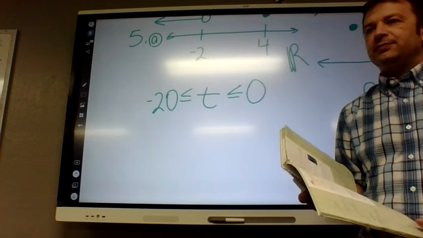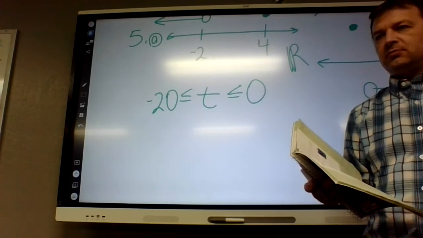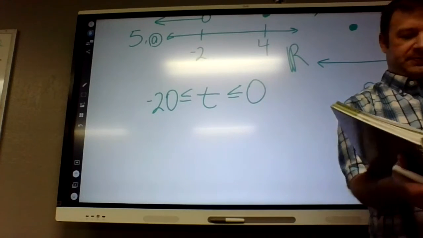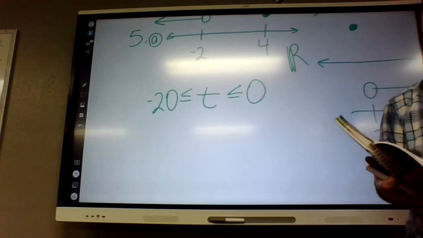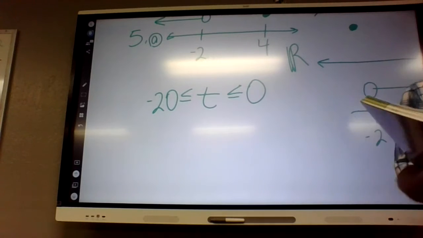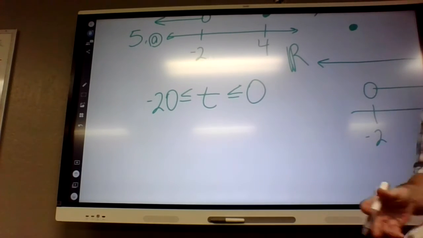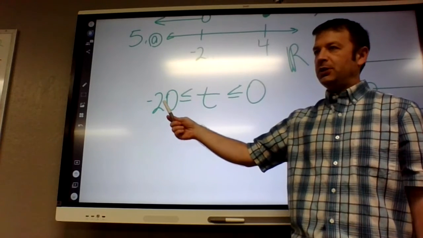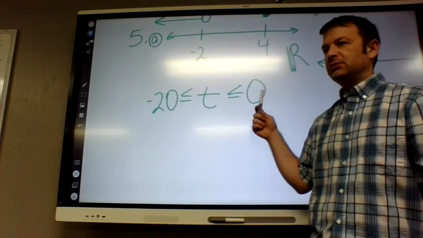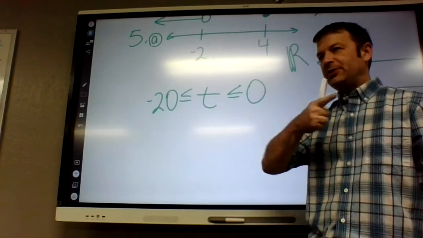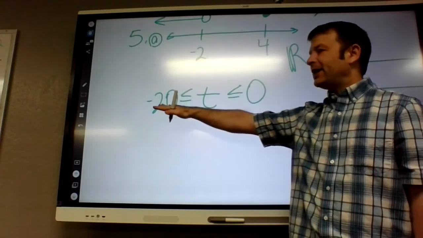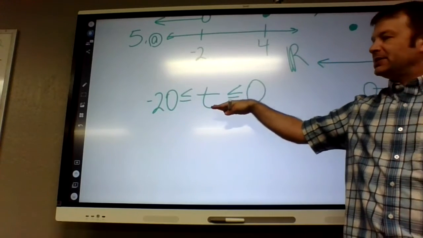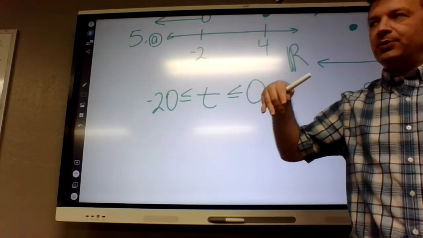Might be a dumb question, but where did you get the 20 from? That's still confusing me though. This is saying at the same time that T is bigger than -20 and it's less than 0. So it's got to be between those two numbers. Remember, we talked about this earlier, saying -20 is less than T is the same thing as saying that T is greater than -20.